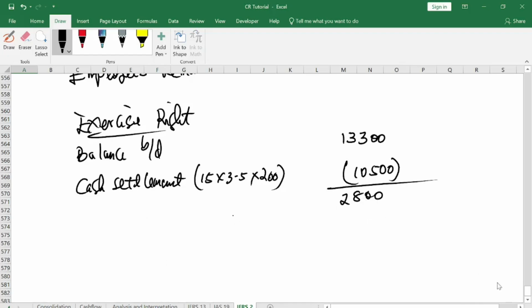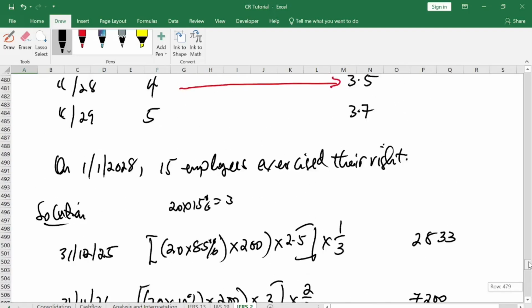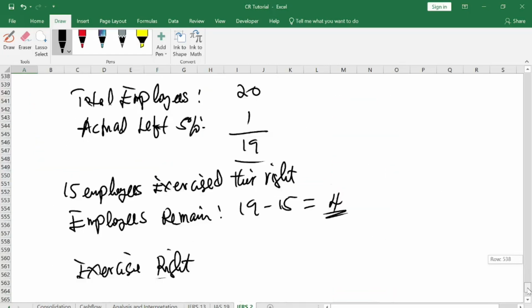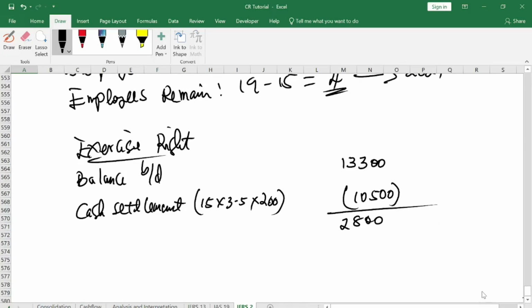This is how much you have left. Now, when you get to this point, have you seen that you still have 4 people who are yet to receive their money? The remaining employees didn't take their money in 2028. When you look at it, in 2028, 15 people took their money. So if you didn't take your money in 2028, then you take your money in 2029. That is the meaning. So 15 people are taking their money. So you have how many people left? These 4 people will take their money in 2029.